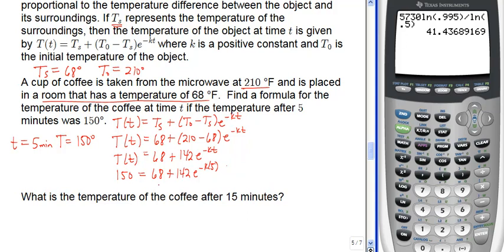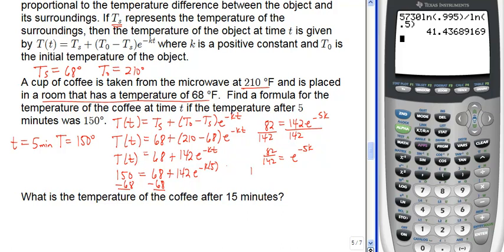Now on this example here, in order to solve this, we have to isolate this exponential part. It does have a coefficient, but before I can divide through by that coefficient 142, you must move this 68 over to the left side first. You want to undo that addition first. So 150 minus 68 is going to give me 82. And now I can divide through by my coefficient 142. So I get 82 over 142 equals e to the negative 5k.